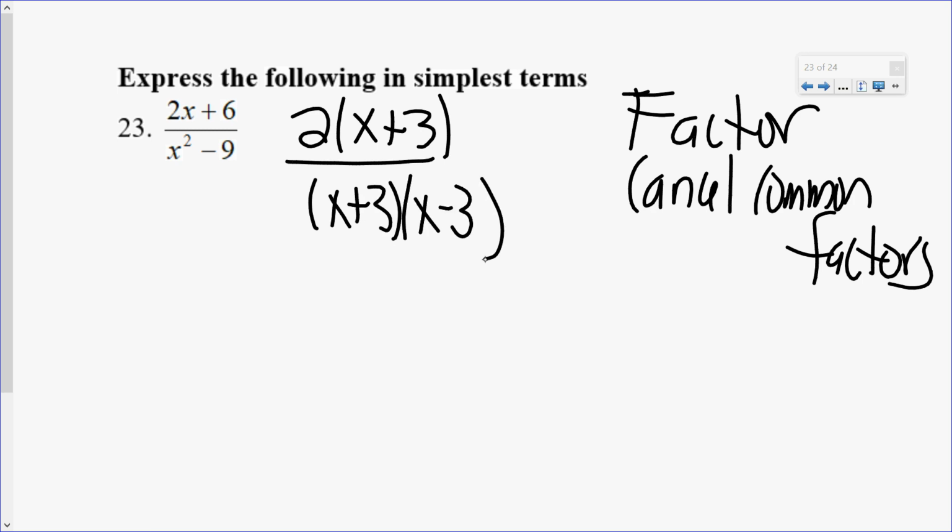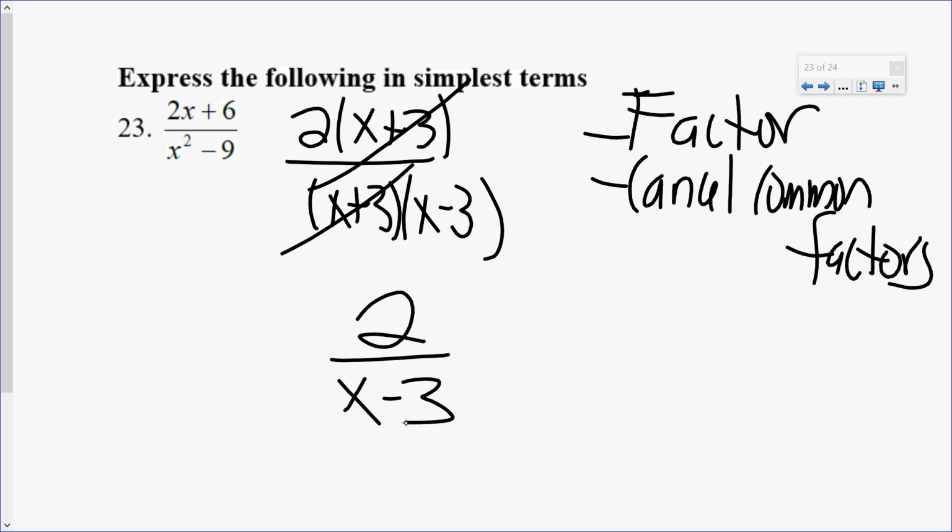Now that I factored, I cancel common factors. I'm left on top with 2. I'm left on bottom with x minus 3.